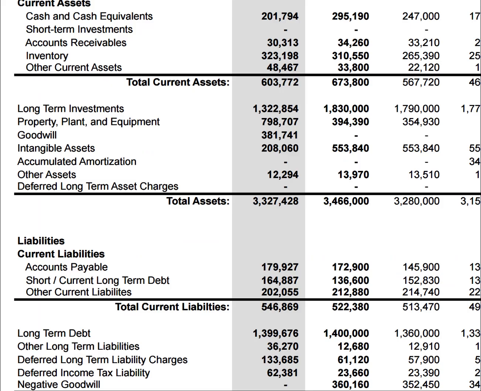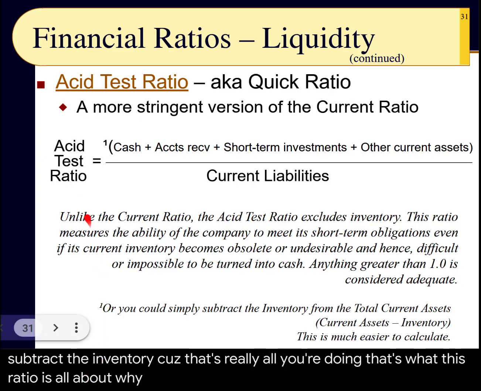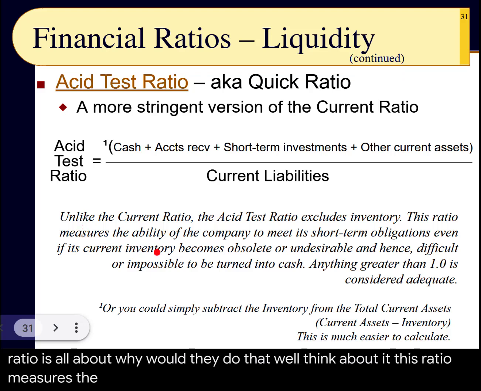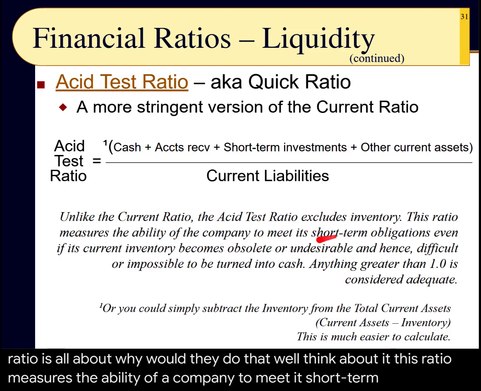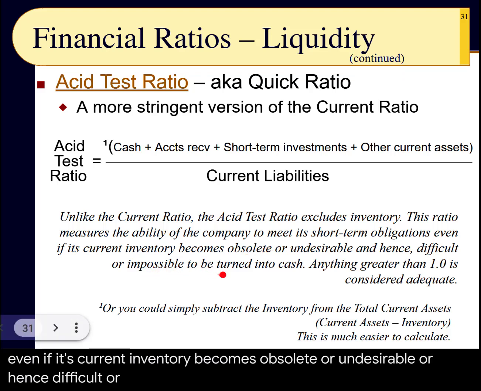So let's go back to the balance sheet and see what they have here. They add this and this and this, and well, this one's zero in this instance. Why don't you just take the total current assets and subtract the inventory? Because that's really all you're doing. That's what this ratio is all about. Why would they do that? Well, think about it. This ratio measures the ability of a company to meet its short-term obligations, even if its current inventory becomes obsolete or undesirable, and hence difficult or impossible to be turned into cash.